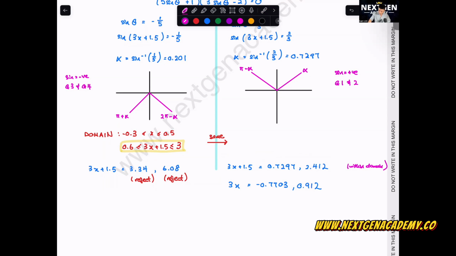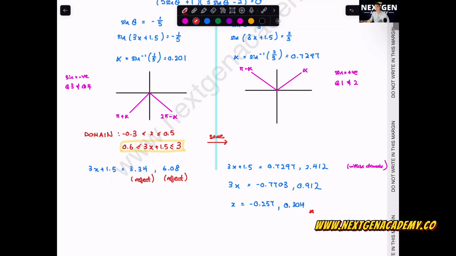Last step, divide the whole thing by 3. I think there's a range of answers that they'll accept, so you round up to 3 SF. This one is negative 0.7703 divided by 3, which is negative 0.257, and the other is 0.304. Both of these will be the final answer. 5 marks only.